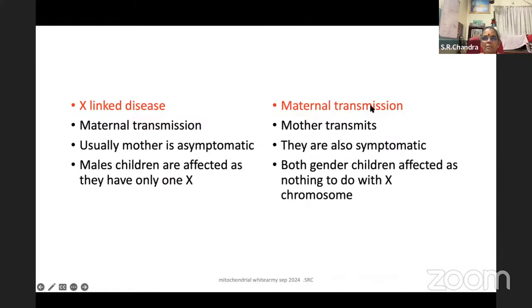Whereas maternal transmission is there for mitochondrial disease also. But the mother transmits not through the X. She transmits through the cytoplasm. So both males and females become affected, and the mother is also symptomatic. Both genders are affected. That is how mitochondrial disease differs. The common thing is maternal transmission. Both are maternal transmission, but in mitochondrial disease both boys and girls can be affected, and the mother herself suffers from the disease.